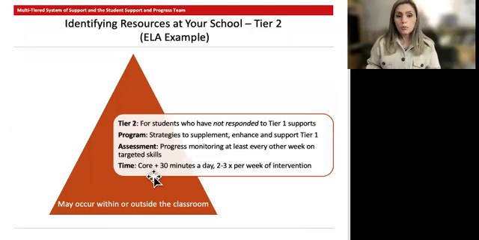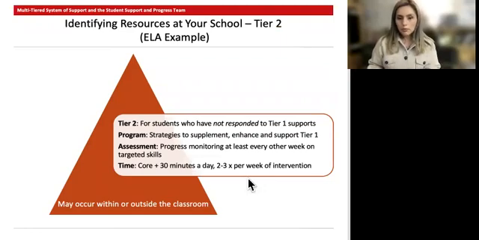A tier two support is for students who did not respond well to the tier one supports. The students still receive their core instruction, but then we add something else, whatever their need is. If their need is in ELA or in math, we add that extra support. We also add more time or frequency. Here on the slide, you see an example. They get their core support plus 30 minutes a day, 2 or 3 times a week of intervention. That would be a tier two support.